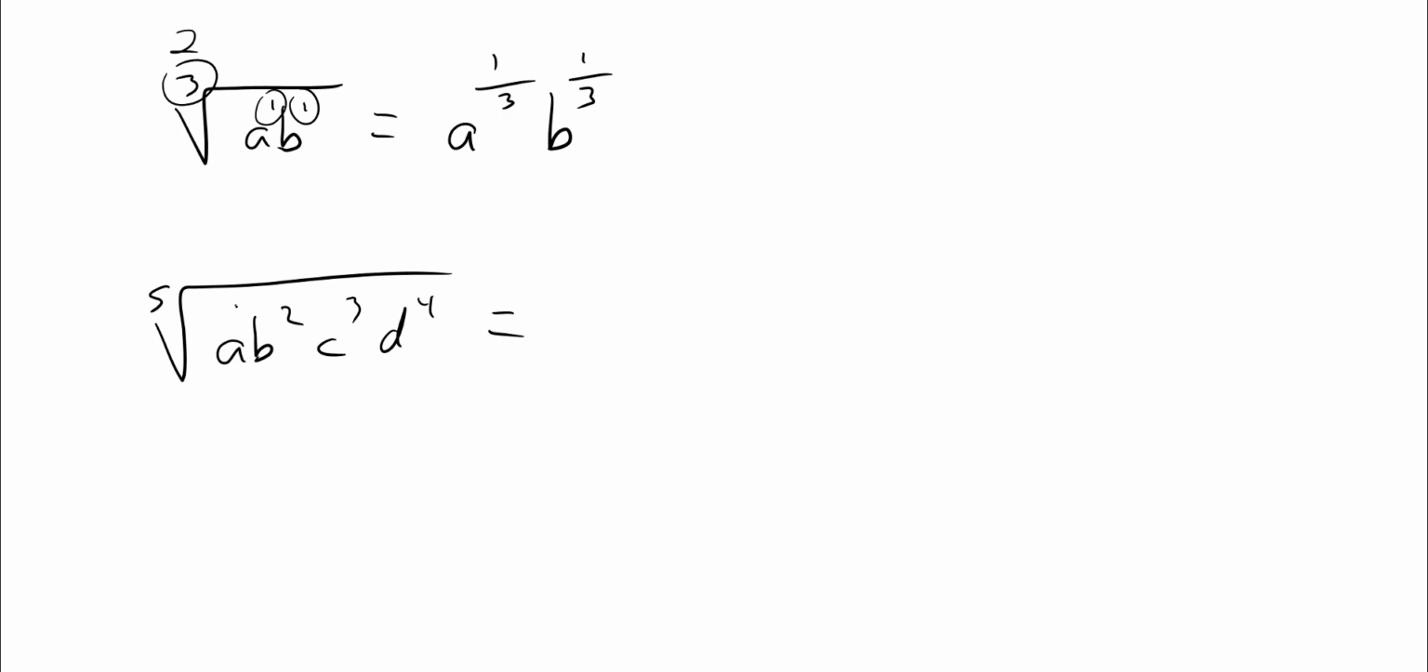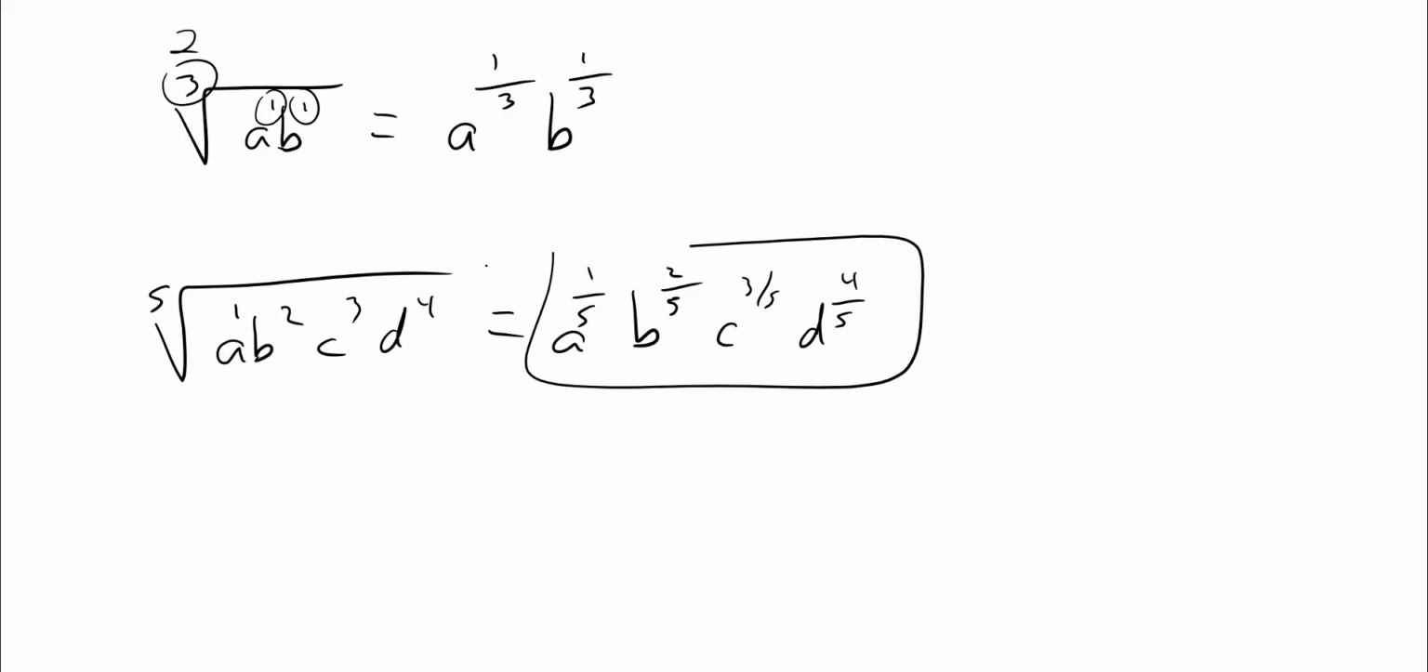Okay? So if I said the fifth root of ab squared c cubed d to the fourth, you're going to rewrite this, put a 1 here, and you're going to say that's a to the 1/5, b to the 2/5, c to the 3/5, and d to the 4/5. Okay, pretty easy, right? So it's easy to go from a radical to rational exponents.